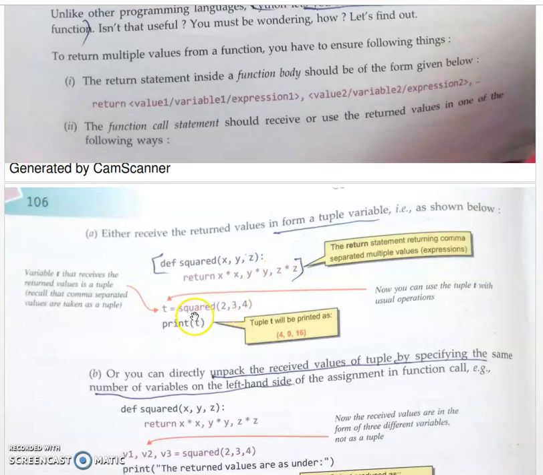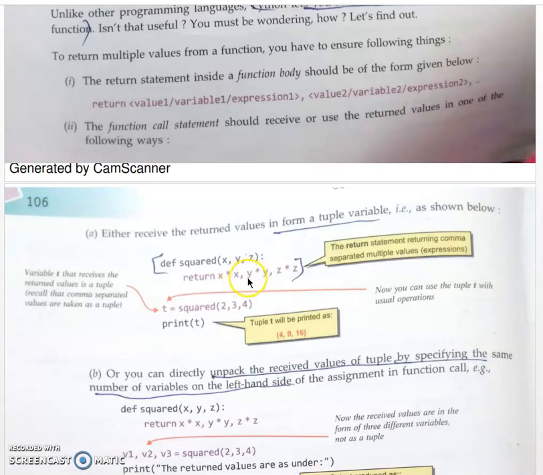Here we are calling the function and passing the arguments 2, 3, 4. They will be matched with the parameters: x receives the value 2, y receives the value 3, and z receives the value 4. And we are squaring these, and we are returning multiple values.